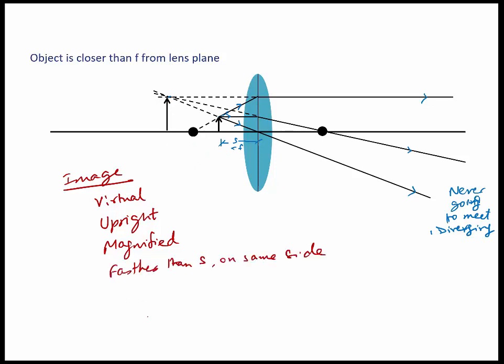So let's check the magnification equation in this case. M was minus S prime over S, and we said S is always positive, but S prime is positive for real images and negative for virtual images. So in this case, S prime would be a negative number, and that negative number will cancel the negative in front of the right-hand side. So this M will result to be a positive number, and a positive M tells us that the image is going to be upright. So that checks out.